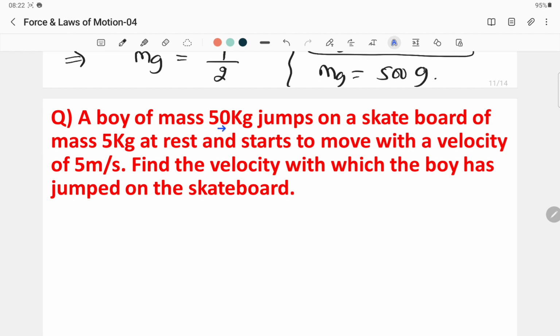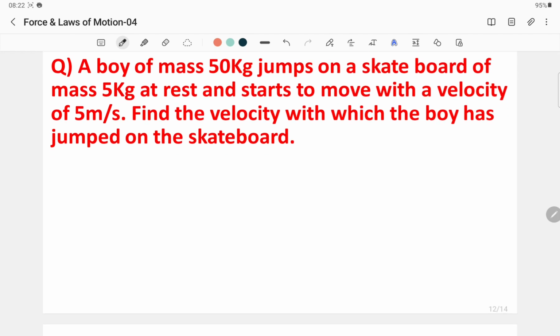A boy of mass 50 kg jumps on a skateboard of mass 5 kg at rest. All right. So the skateboard was at rest. It was having 5 kg and the boy's mass is 50 kg, and he jumped onto this skateboard and starts to move with a velocity of 5 meter per second. Of course, he is on the skateboard, so both will be moving with the same velocity. I mean, they start to move with 5 meter per second. Find the velocity with which the boy has jumped on the skateboard. We have to find the initial velocity of the boy. Final velocity is given, that is 5 meter per second.